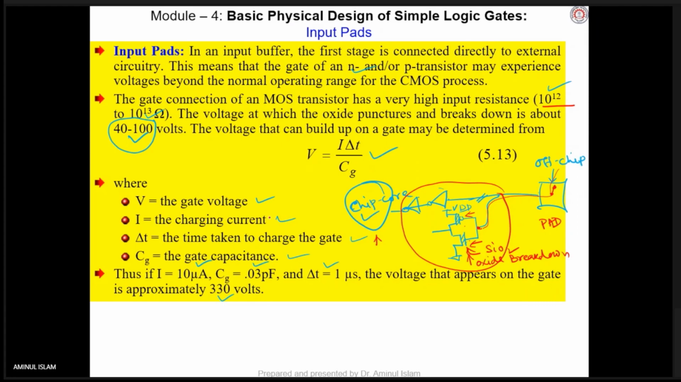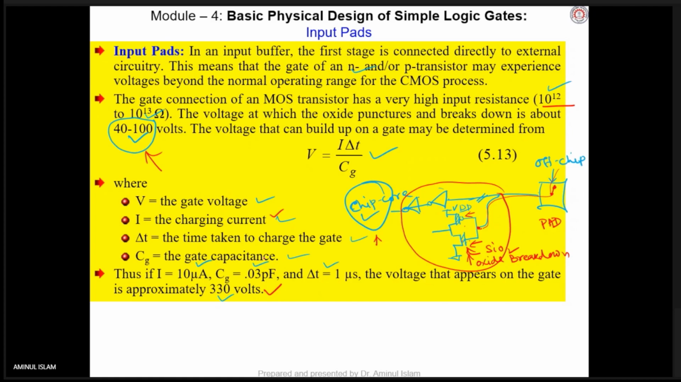So charging current may be high, since capacitance is more. And delta T is the time taken to charge the gate. Cg is the gate capacitance here. So if I equals 10 microampere, Cg equals 0.03 picofarad, and delta T is 1 microsecond, the voltage that appears at the gate is about 330 volts.